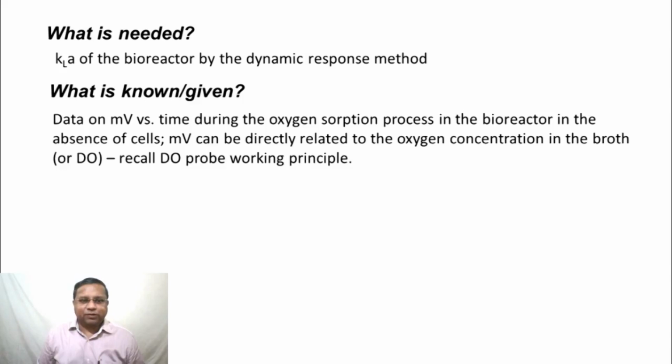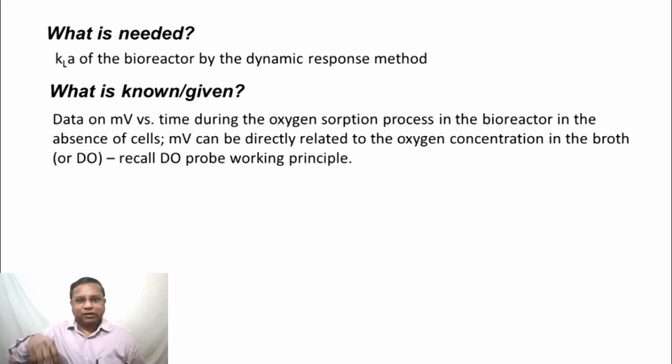Okay, the dynamic response method. If you recall the dissolved oxygen probe, its working principle, it's an electrochemical principle. There is a cathode, the platinum, there is an anode. There is a slight mix up in the lecture. Platinum is the cathode, silver is the anode. And then these have to be in an electrolyte for an electrochemical system. The electrolyte happens to be KCl.